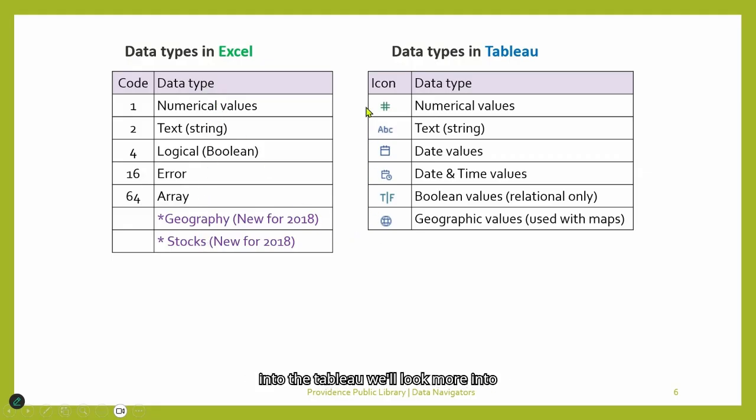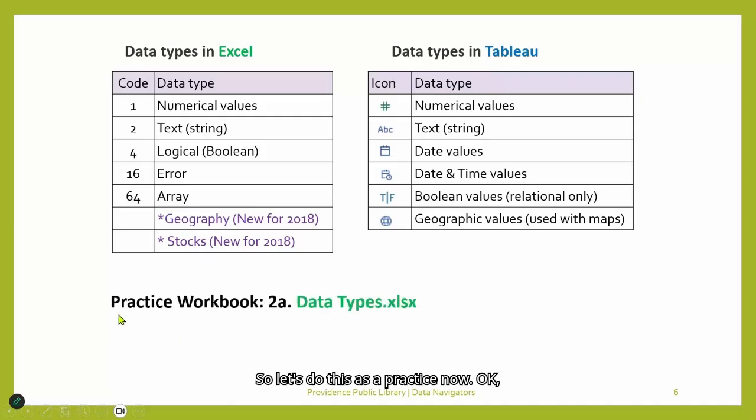And as we get into Tableau, we'll look more into that. But for now, just know that for numerical values, they will represent the pound symbol like this. For text values, they will represent ABC like this. Date value, a calendar kind of icon. A date and time, a calendar along with the time symbol. For Boolean, true, false. And then geography, a globe icon. So this is how Tableau will denote. Excel will denote like this, with number codes.